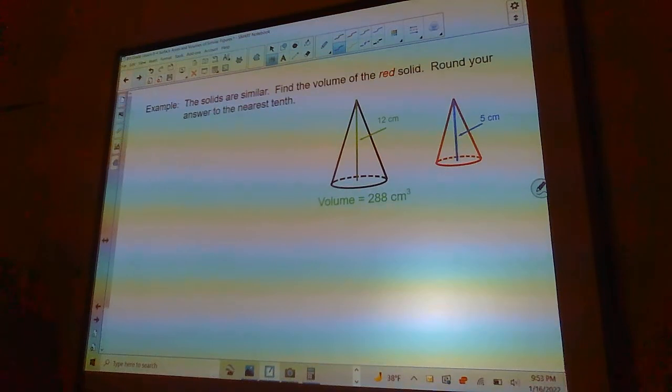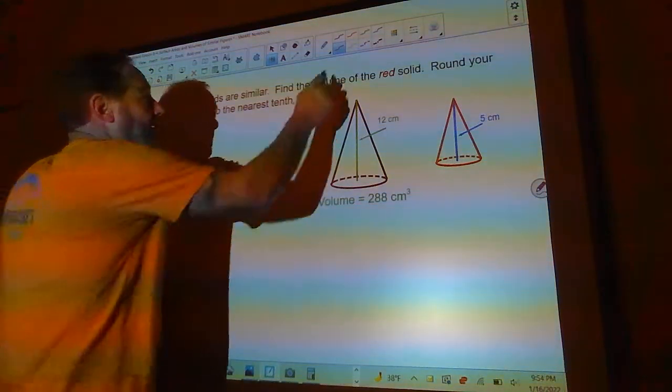Okay, these solids are similar. Find the volume of the red solid. So now we're looking at volume. So again, we're going to get our scale factor.